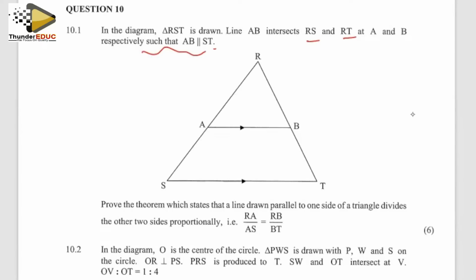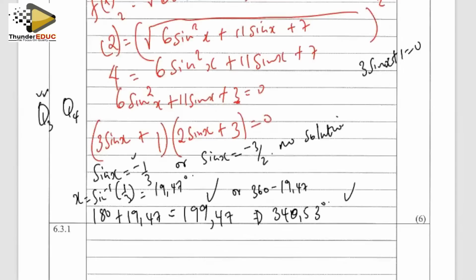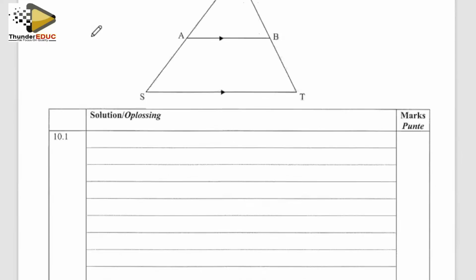Okay. They want us to prove the theorem that states that a line drawn parallel with one side of a triangle must be proportional to the other two sides. In other words, we must prove that RA over AS is equal to that. So what we need to do here is just a construction. Let's go this side. So in this construction, I can have this, and then I can have that.